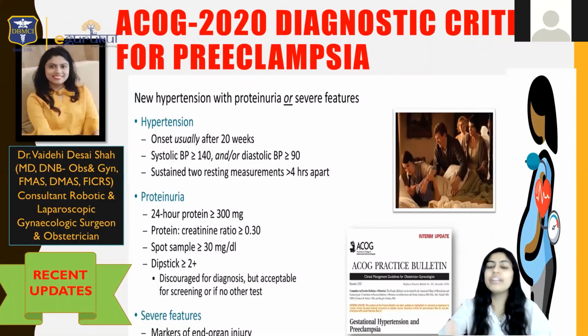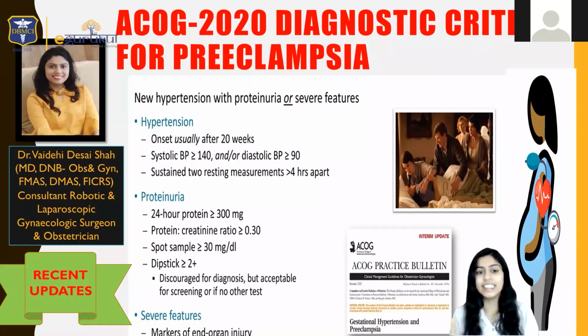So how do we define hypertension here? Hypertension is usually the onset after 20 weeks of gestation. Systolic blood pressure more than or equal to 140 and or diastolic blood pressure more than or equal to 90 millimeters of mercury, sustained on 2 resting measurements more than or equal to 4 hours apart, is very, very important. Right? So it should be 2 readings, 140 over 90, and after 20 weeks. So our patient is at 33 weeks of gestation. She has 2 readings, which are more than 140 by 90, at 4 hours apart.